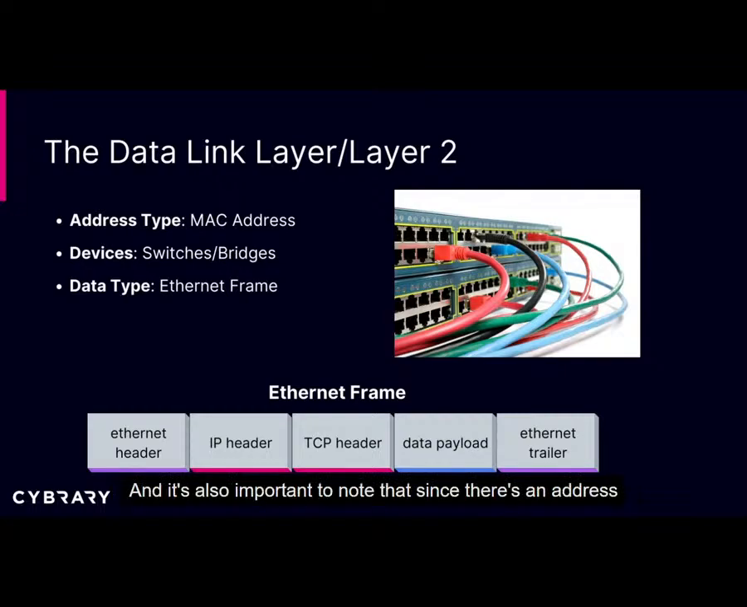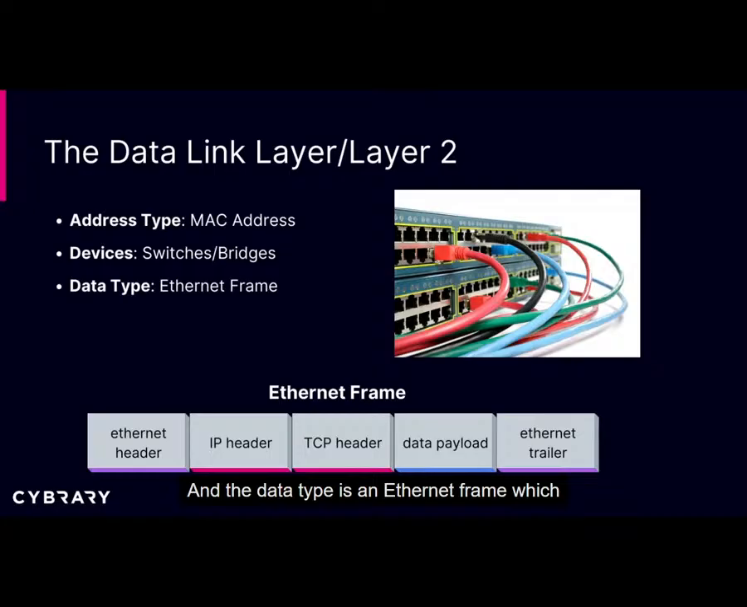And it's also important to note that since there's an address here, it's susceptible to spoofing. So, a bad actor could spoof a MAC address and confuse the switch that is going to send the data, so that the traffic is redirected. It impersonates the legitimate device, and the impersonated device receives the traffic instead of the real device that it's supposed to go to.